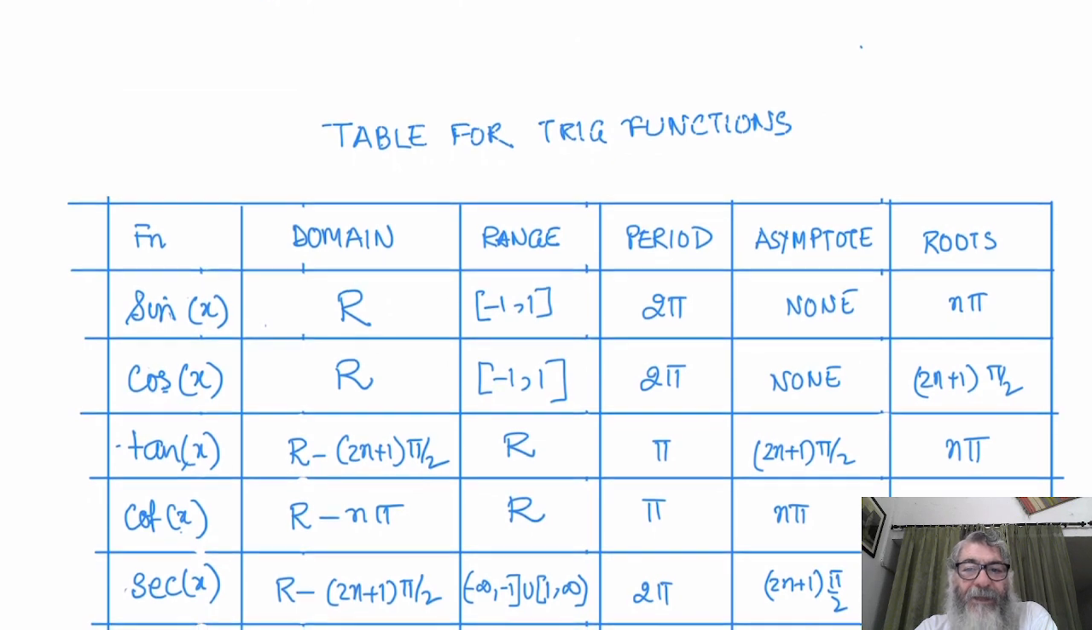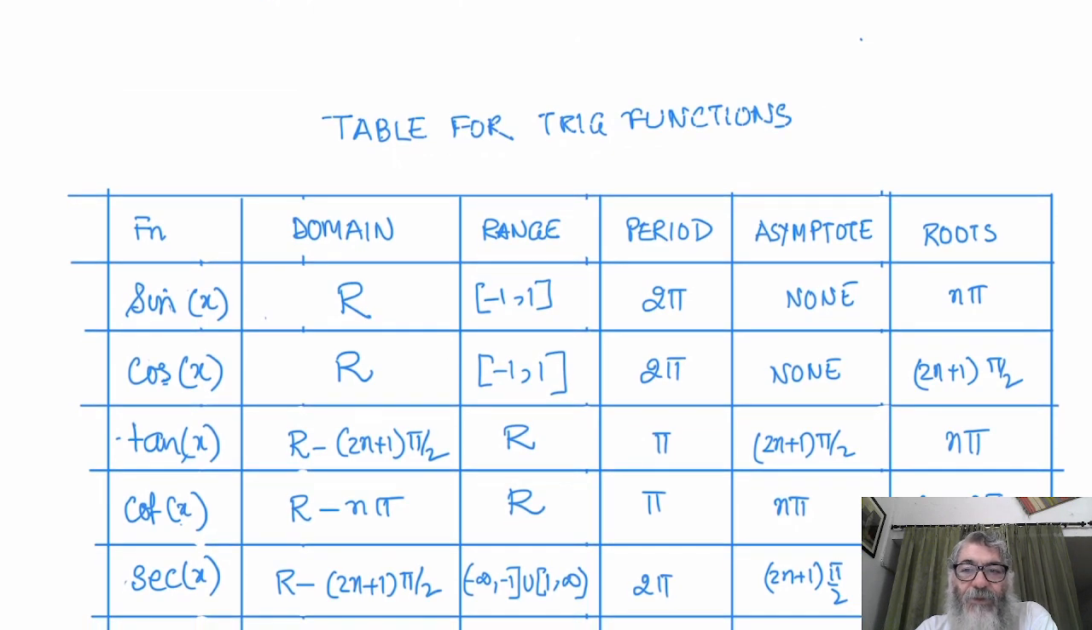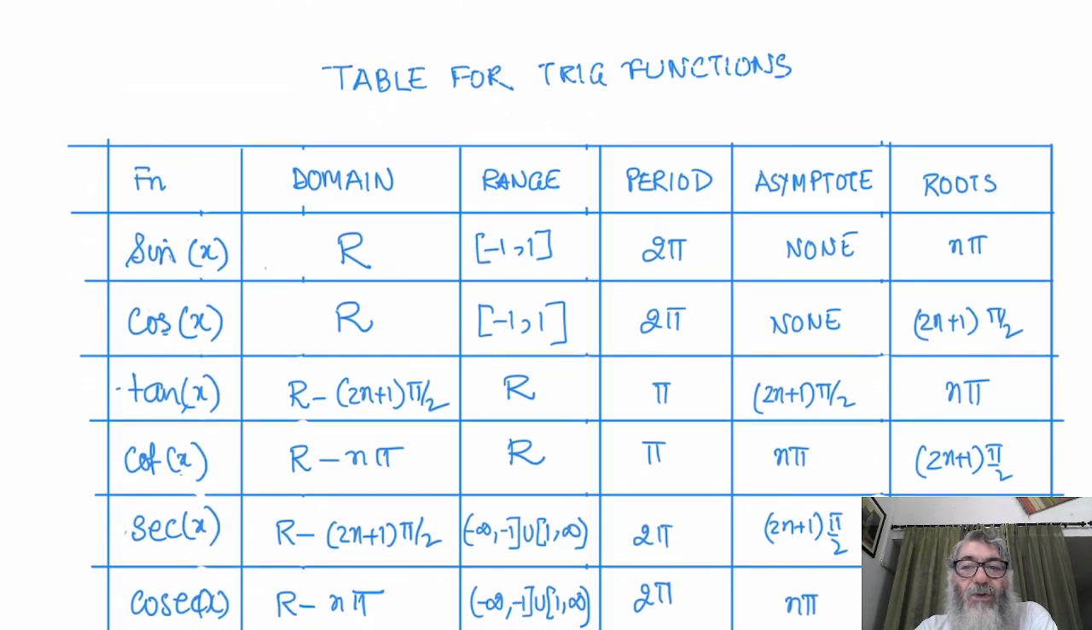Period is 2 pi. There are no vertical asymptotes, and roots are at (2n+1) pi by 2, because cos x is always 0 at the odd multiples of pi by 2. Sine is always 0 at n pi, where n is an integer. Here (2n+1) pi by 2 means odd multiples of pi by 2.